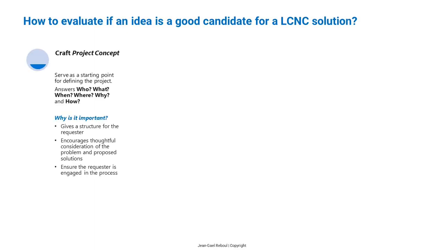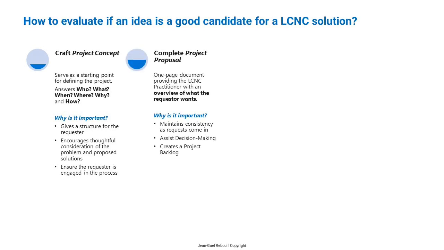Craft the project concept. This step is not required but recommended as it helps the project initiator to deep dive into the actual problem to address and the possible solutions by answering the 5 Ws and H questions. The second step is to complete the project proposal. This proposal should provide the necessary information for the team to understand the ask and prioritize it. It also helps create an initial product backlog for the project.